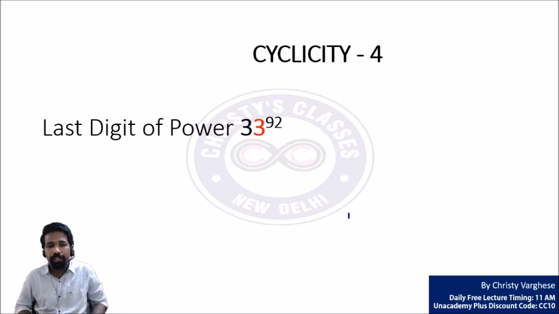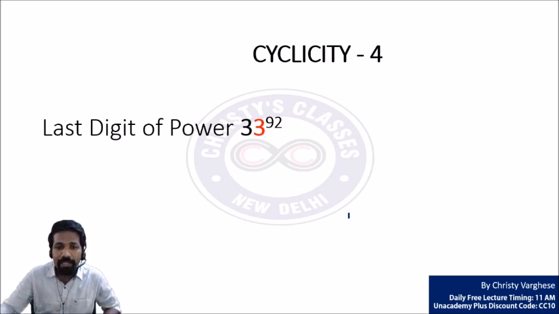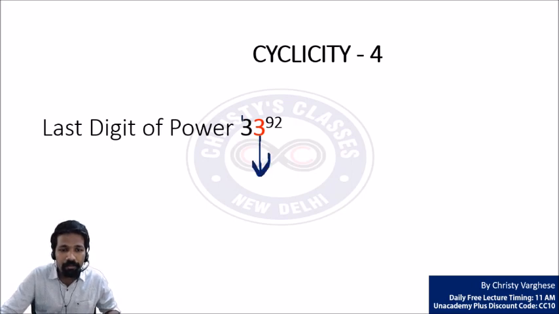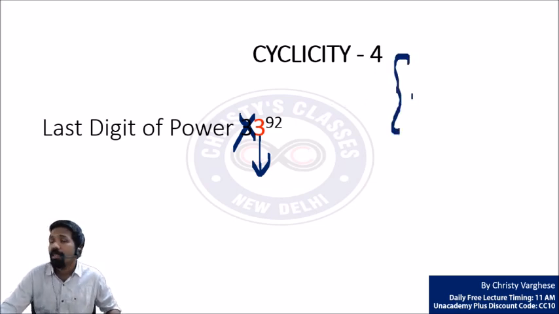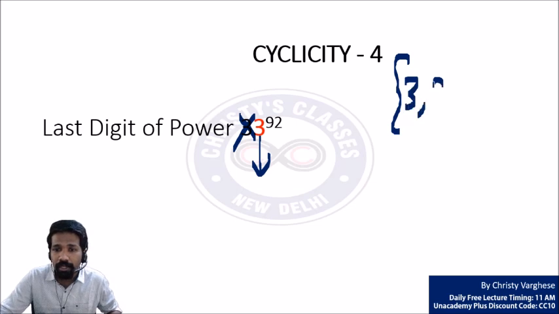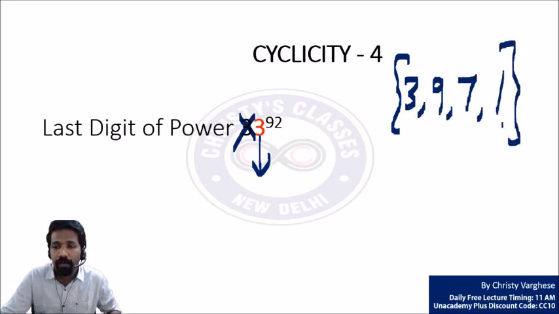If you have understood it, try it yourself. 33 raised to 92. That means when the last digit is 3, what happens? This 3 does not matter. 3 raised to 92 means 3's power cycle you have to analyze. 3's power cycle is 3. 3 into 3, 9 into 3, 27 into 3, 81. 81 ending in 1. After 1, 1 into 3 again 3. That cycle repeats. So 3, 9, 7, 1 is the power cycle.